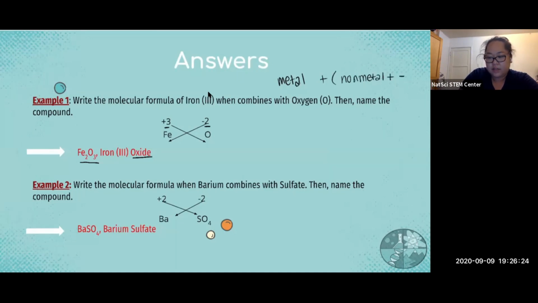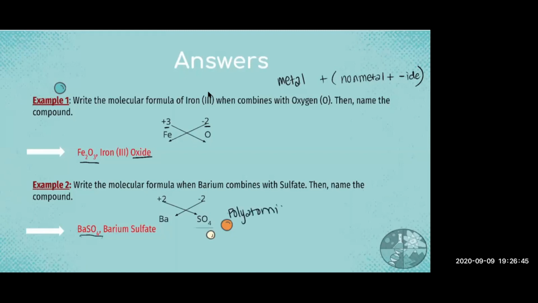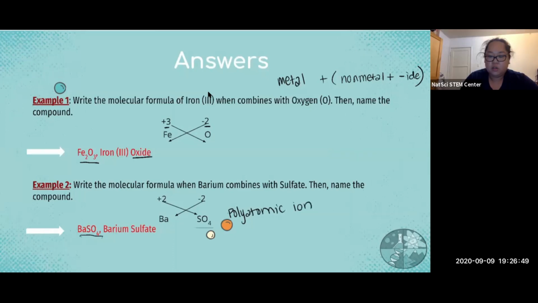Plus the suffix "ide." So oxide. And then for the second example, barium sulfate. SO4 is a polyatomic ion. This is what you'll refer to. So you should know the assigned charge of -2 with it.